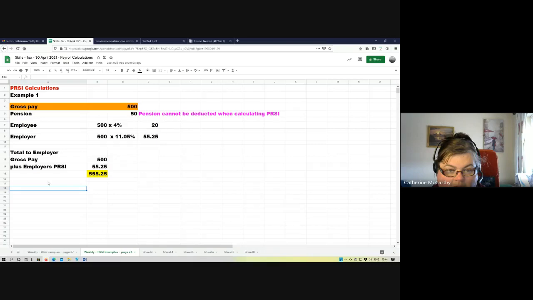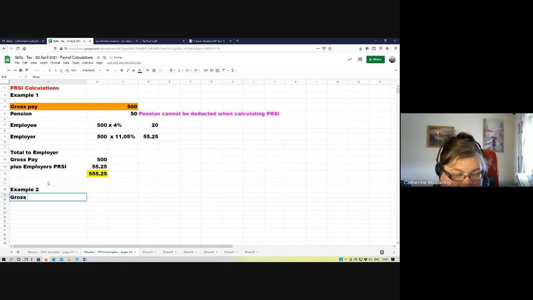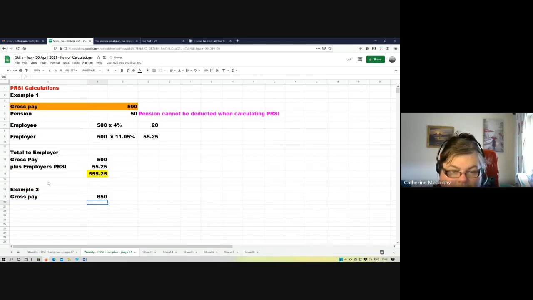Okay, so our next one, if we look at example 2, the gross pay here is €650 and the pension is €55.